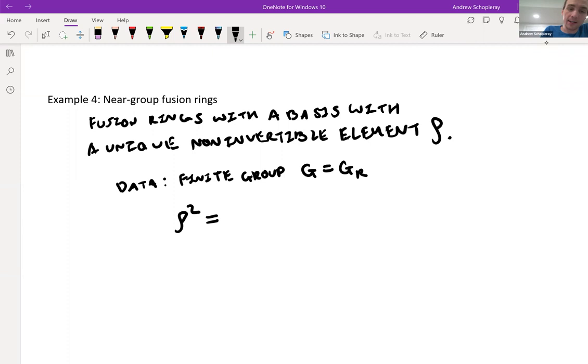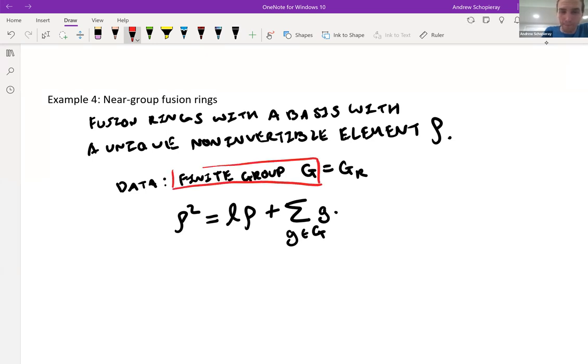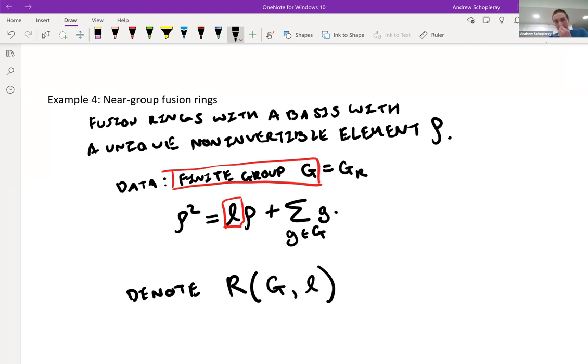So the other piece of information is this multiplicity, which I'll use L to describe, of this element rho. And from the axioms of a fusion ring, I actually have to get every single element in my group in that sum as well. So the two pieces of data are my finite group G and this multiplicity right here, this L. So if I want to describe a near group fusion ring, I'll often denote it, as I do in my paper, as just a ring, R for ring, associated to my group G and this integer L, okay? This non-negative integer L. So if you do read my paper, this is used throughout the paper.